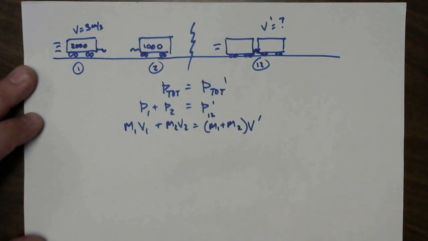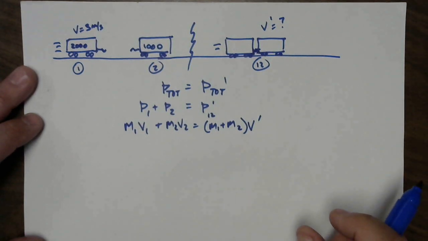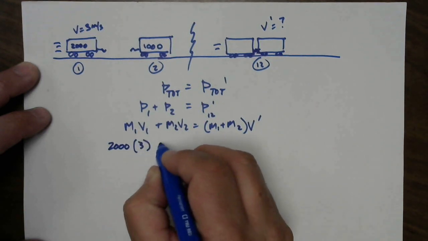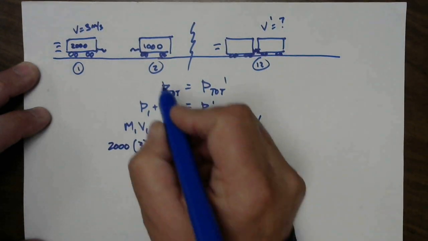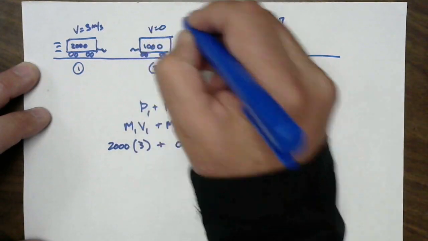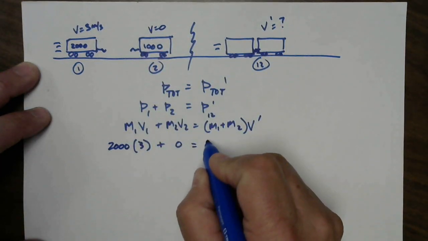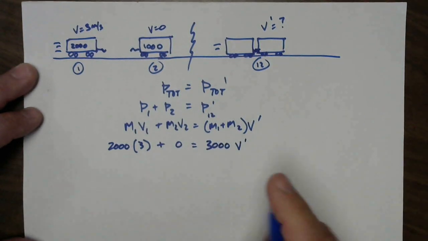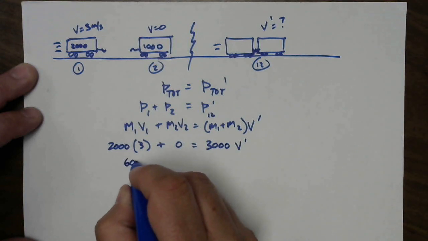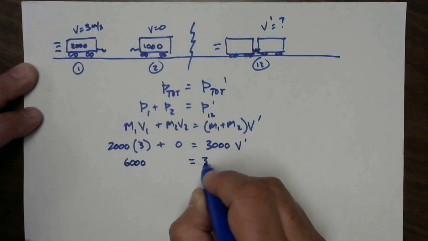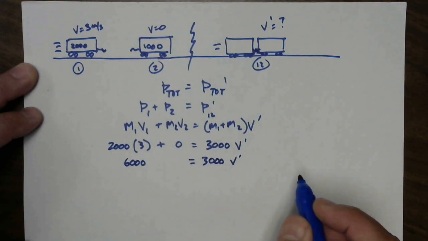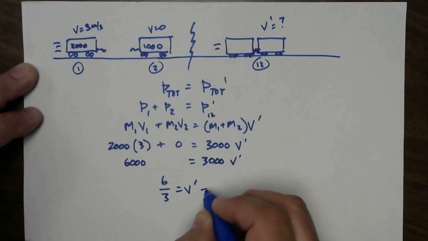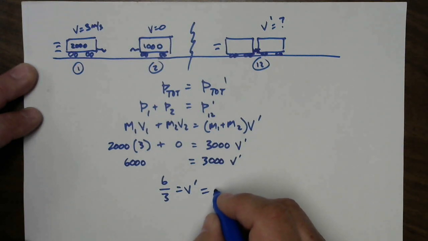It's just a nice visual way to see this, at least until you get the numbers into it, and then you're doing algebra. So now we have 2,000 times 3 plus 0. That will be 0 because its velocity was 0, equals, and this is now 3,000 V prime. So 6,000 equals 3,000 V prime, and 6 over 3 equals V prime equals 2.